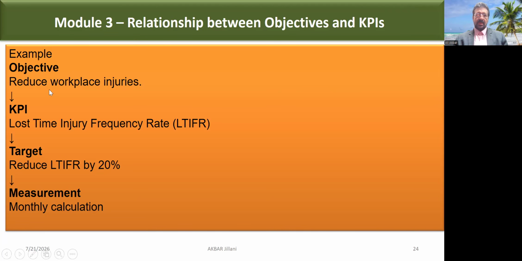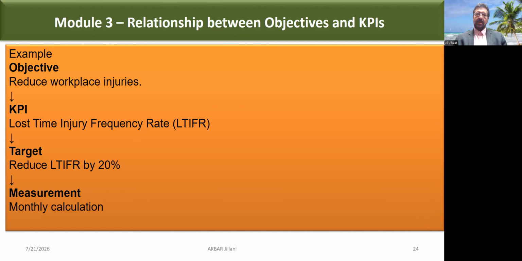Now we are taking one example: reduce workplace injuries. The KPI will be the lost time injury frequency rate. The target will be to reduce LTIFR by 20%. It is measurable, with monthly or quarterly calculation as per ADOSH, the legal compliance standard in Abu Dhabi.